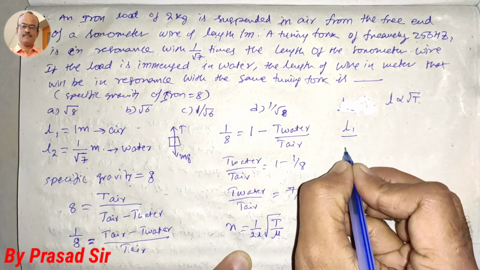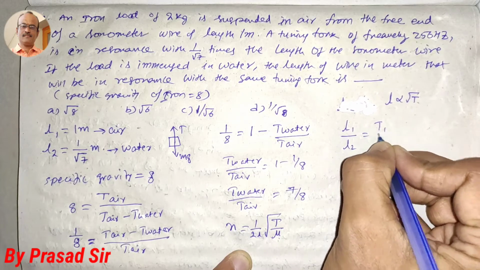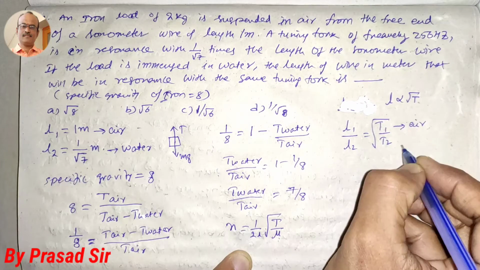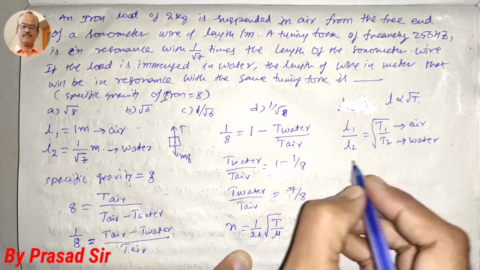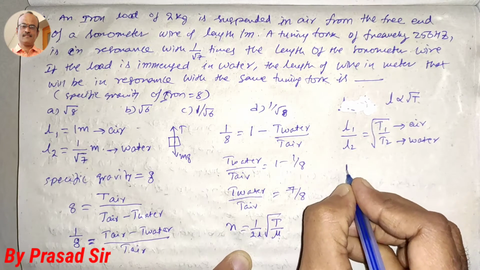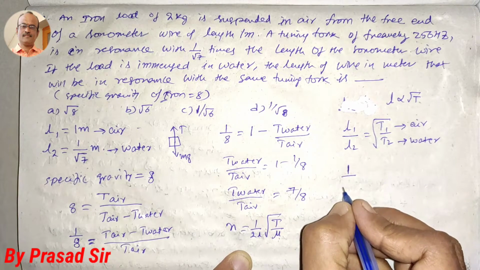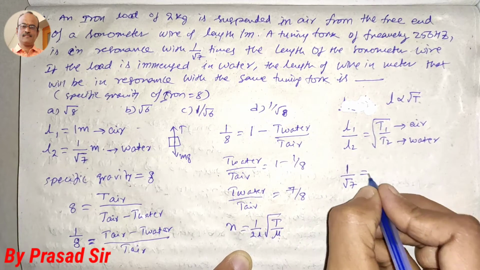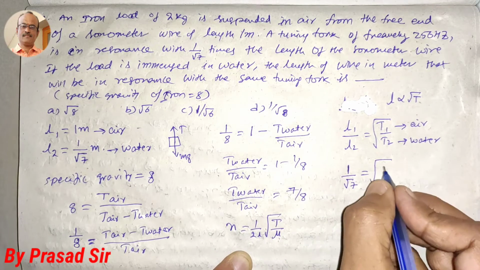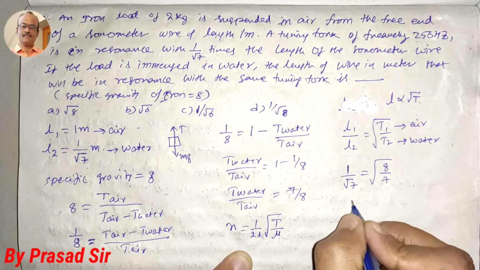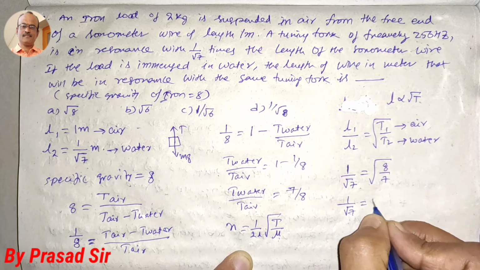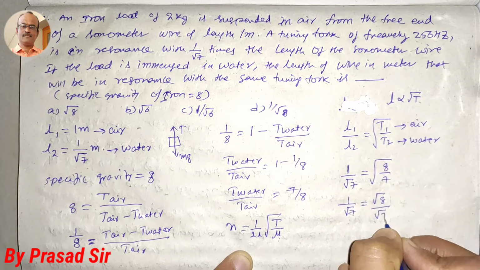so that length is directly proportional to root of tension. So that means L1 divided by L2 is equal to root of T1 divided by T2. T1 means air, T2 is nothing but water. So L1 in air is 1, divided by L2, is equal to the square root of air by water. Here water by air is 7 by 8, so air by water is 8 by 7. So 1 by L2 is equal to root 8 by root 7.